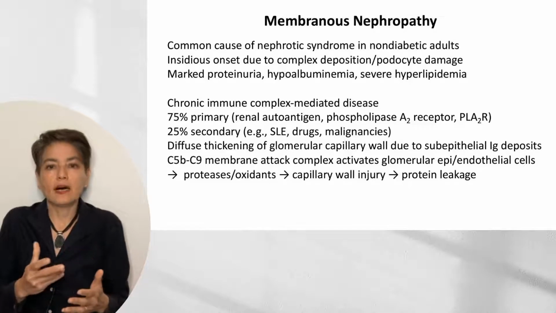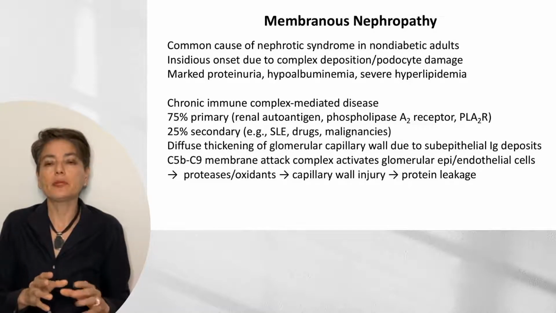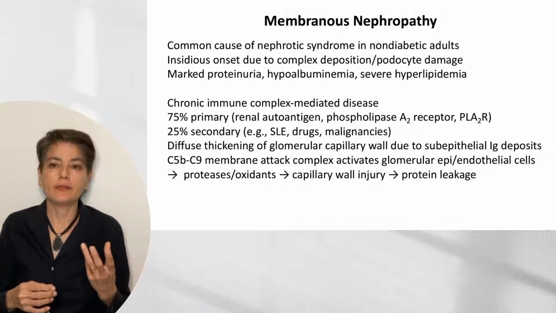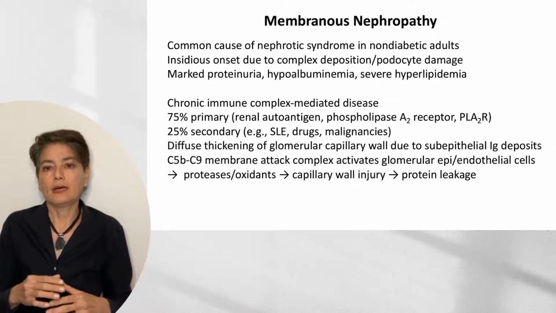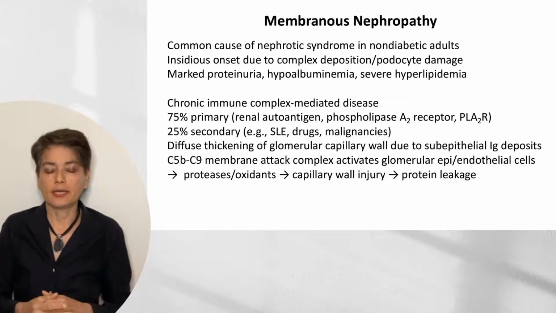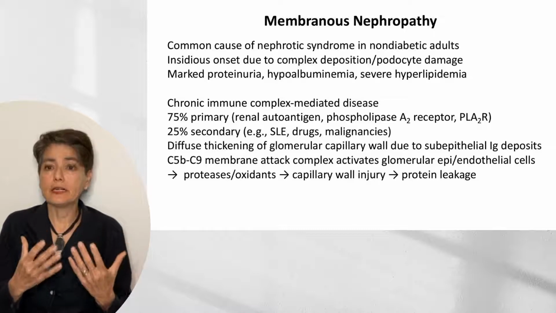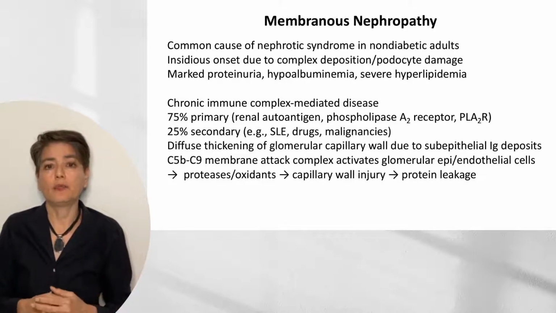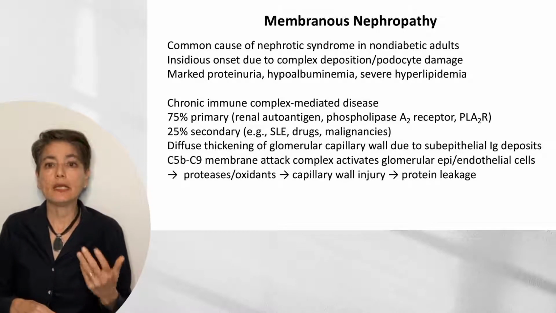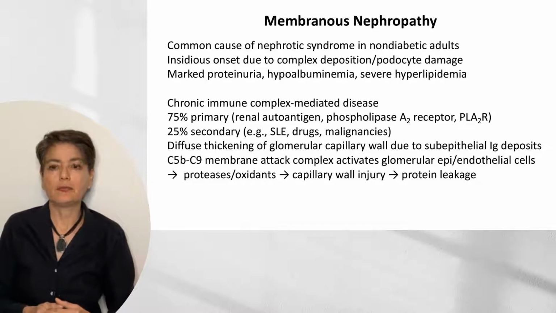Okay, so it is the most common cause of nephrotic syndrome in non-diabetic adults, but it has an insidious onset due to the slow rate of complex deposition and damage to the foot processes. So it's not going to have an acute onset. However, when it does come on, you're going to have marked proteinuria, hypoalbuminemia, and severe hyperlipidemia.